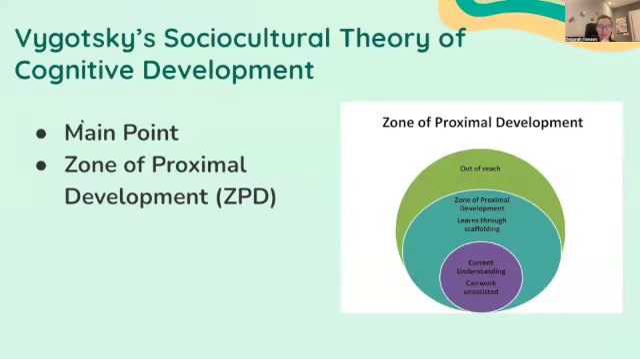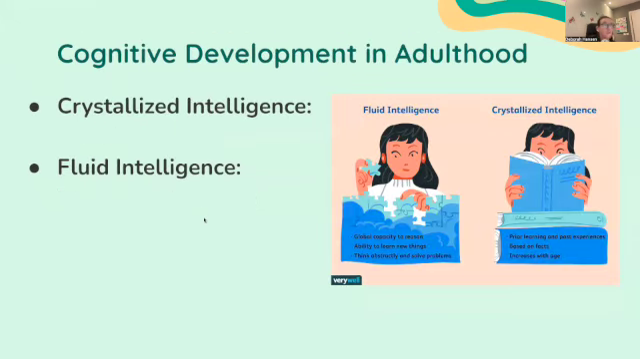Okay. Now let's go to the next slide. We're going to talk about Vygotsky's sociocultural theory of cognitive development. So what's the main point? Vygotsky emphasized that children are social learners who develop through interactions with others in their cultural context. So he talked about the zone of proximal development, or ZPD. Learning occurs best when a child is supported just beyond their current abilities through scaffolding by more knowledgeable others, for example, parents or teachers or caregivers. Okay, that was the zone of proximal development.